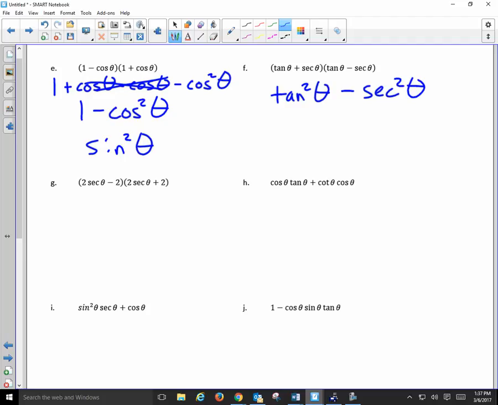So if you remember the formula that's on your page, we have 1 plus tangent squared equals secant squared. Well, that doesn't look exactly like that, does it? But if I subtracted a secant squared and subtracted a 1, you would get tangent squared minus secant squared is equal to negative 1. So, looks like we made up a new formula.